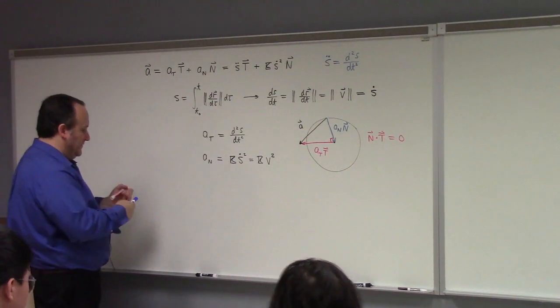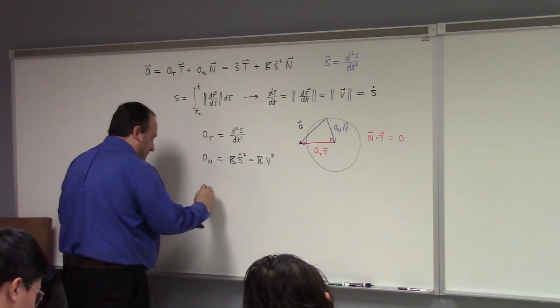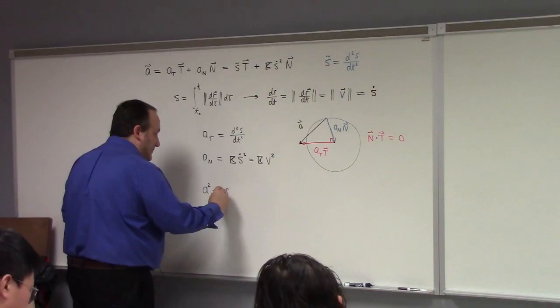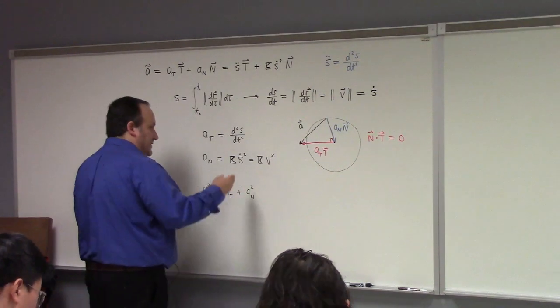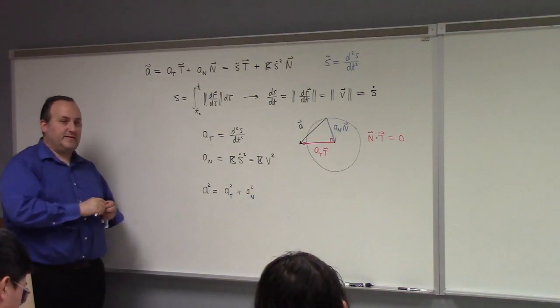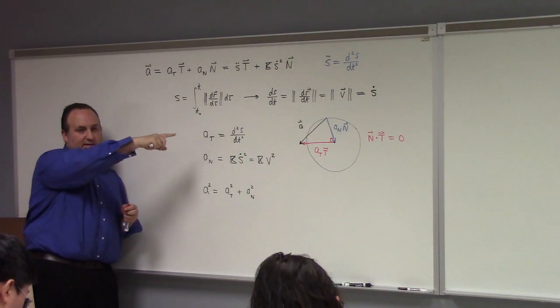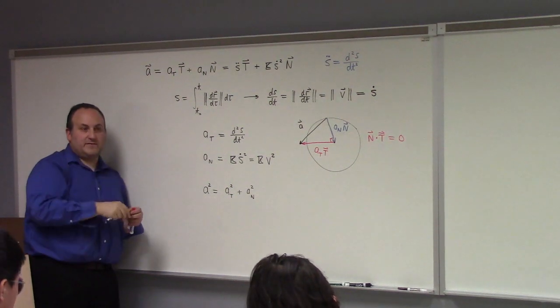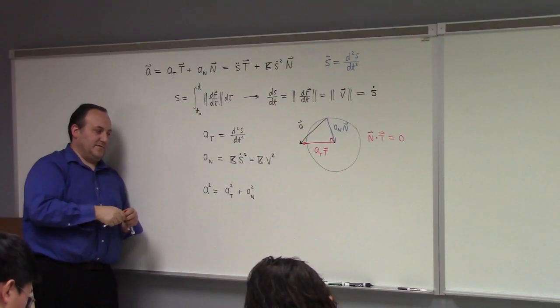So how is the acceleration related then? The magnitude of the acceleration squared is equal to the tangential component squared plus the normal component squared. This is how perpendicular vectors work. It's a right triangle, so the length of the blue squared plus the red squared is equal to the length of the black squared, right? So this is nice.